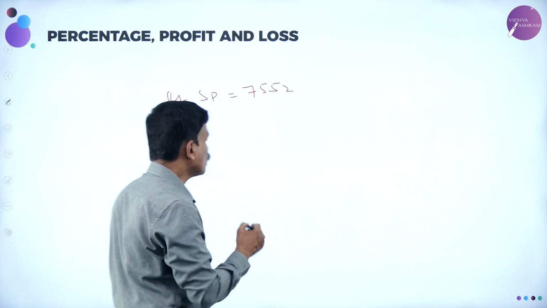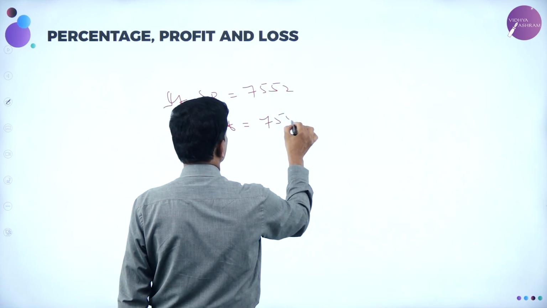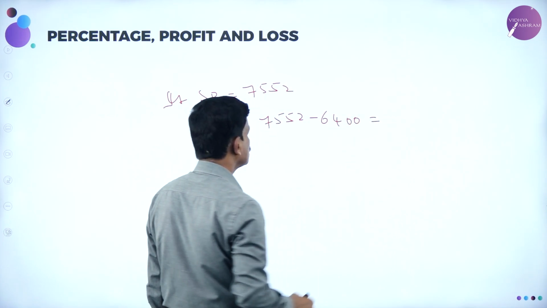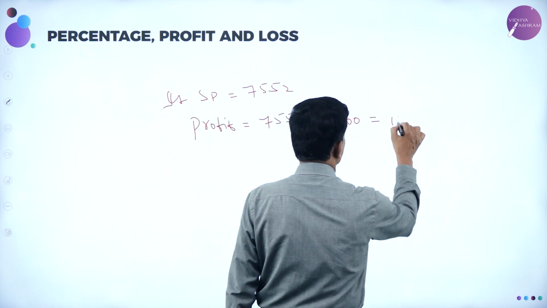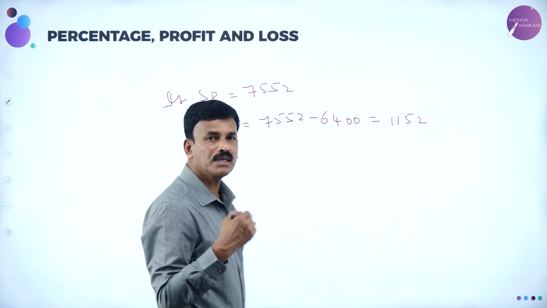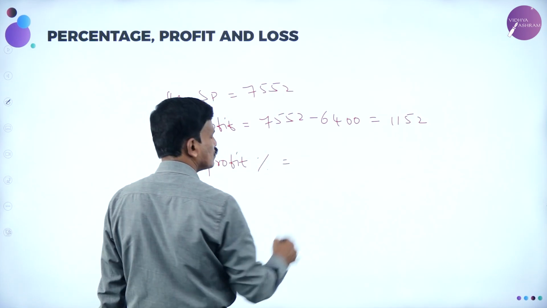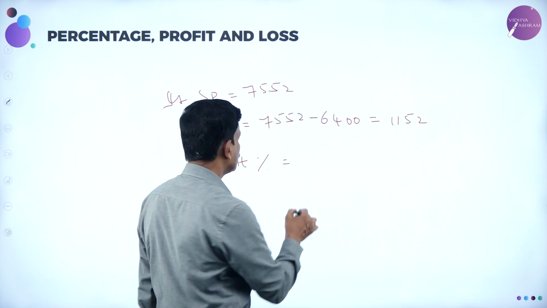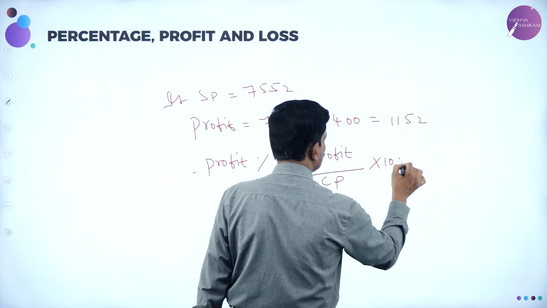If the selling price is 7552, then what is the profit? The profit is equal to 7552 minus CP, that is 6400. What is this equal to? 7552 minus 6400 is equal to 1152. The profit is 1152. Now what is to find? The percentage of profit. So what is the formula? Profit percent is equal to profit divided by CP into 100.